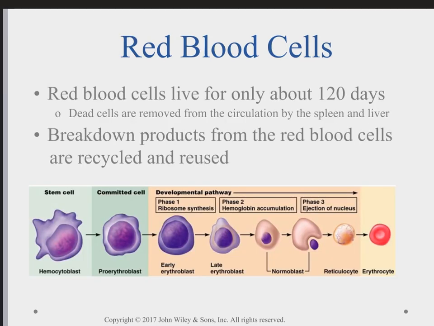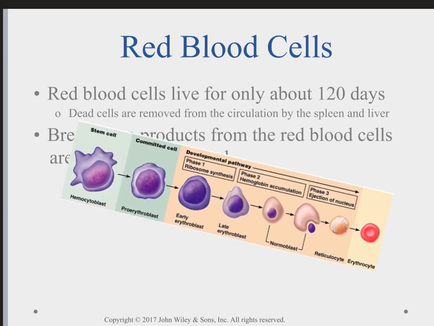Next, we're going to talk about the life cycle of the red blood cell. Remember before I said it has no nucleus, so it must have a lifespan. That lifespan is 120 days. So about 4 months the red blood cell lives in circulation. Dead cells are removed from circulation by the spleen and the liver. In our next slide, we'll look at that process. Breakdown products from the red blood cells are recycled and reused.